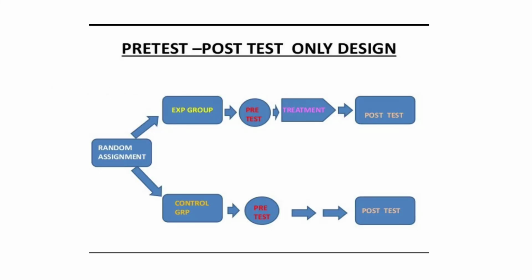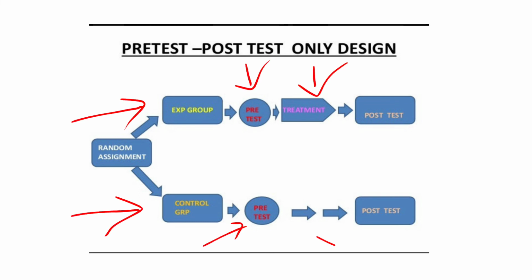So here, as I have told earlier, you are randomly assigning subjects to the experimental group and control group. So here the pre-test is conducted for both the experimental and control group, but the treatment is given only to the experimental group and not to the control group. And finally the post-test is conducted for both the experimental and control group.